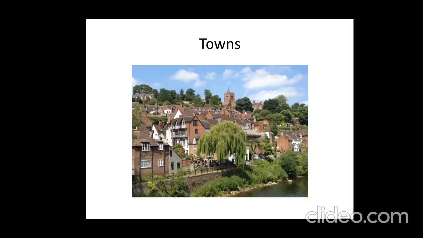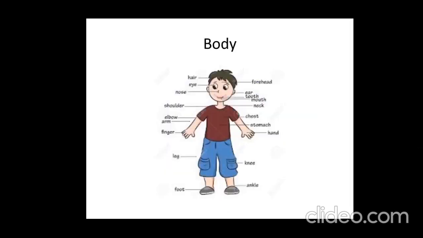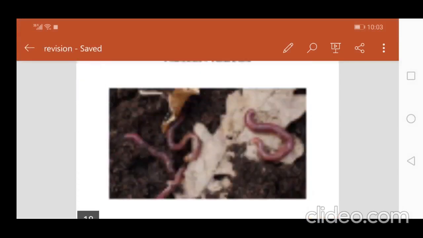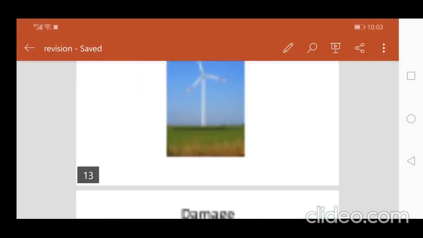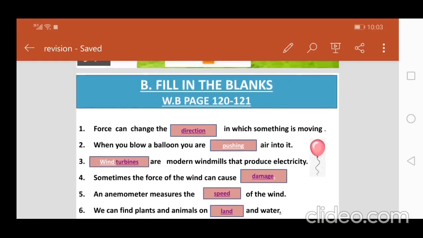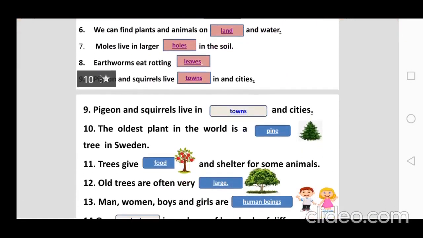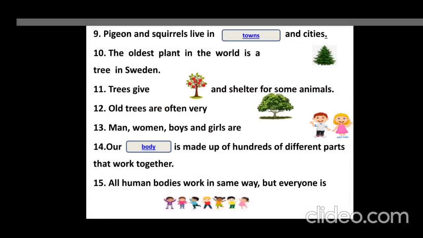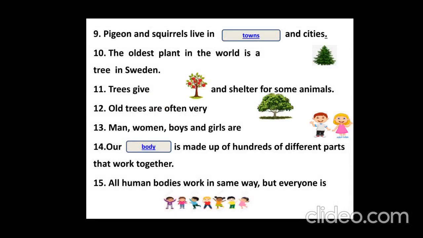Animals like pigeons and squirrels live in towns and cities. So towns are smaller than cities, my students. Okay. Next, let's move on to the next page. Question number 9. We know pigeons and squirrels live in towns and cities.